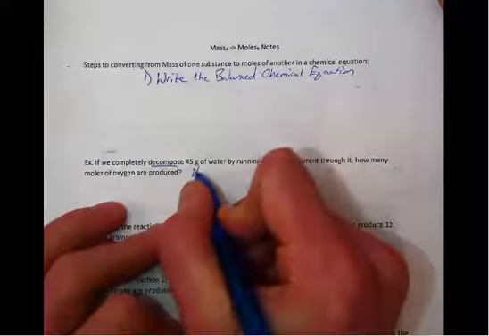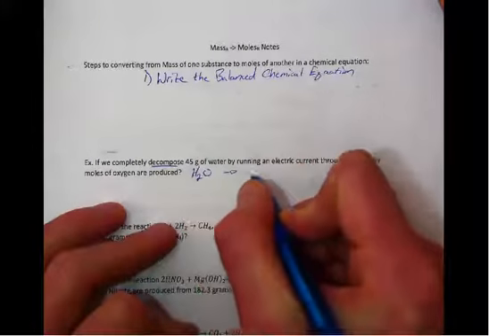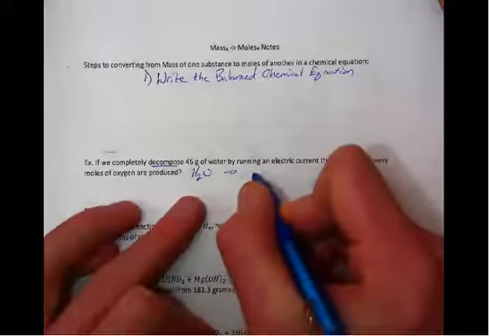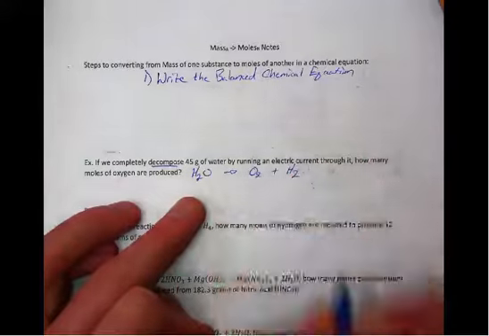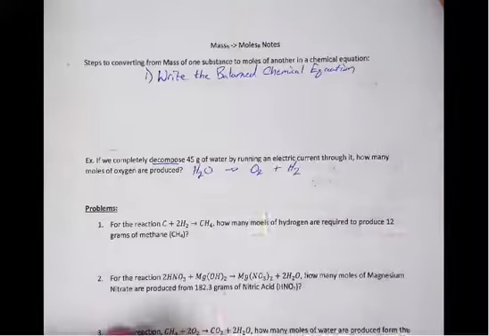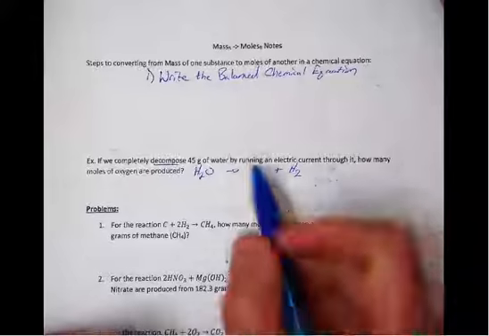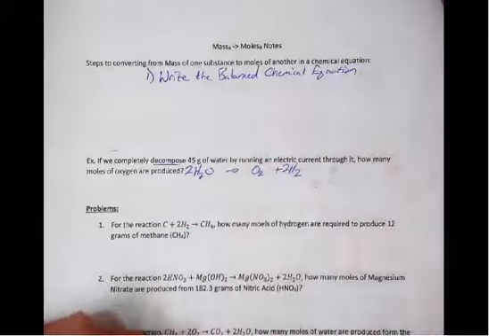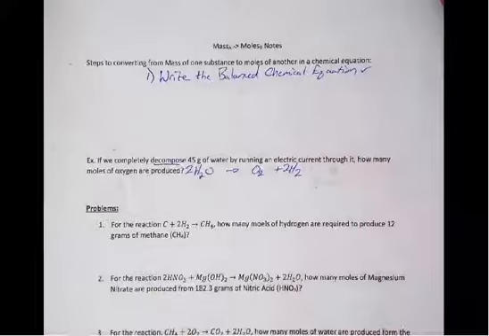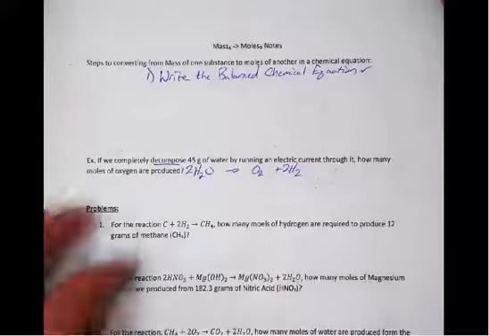So we're going to start with our H2O, and we're going to produce its component parts, which are O2 and H2. Both of those are diatomic elements, so we need to have two of them on each side. So that means that in order to balance it, we need to put a 2 and a 2 right there. Okay, step one is done. We've got a balanced chemical equation.